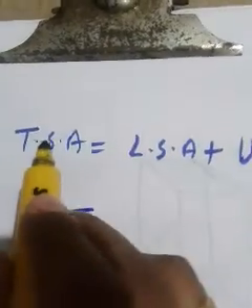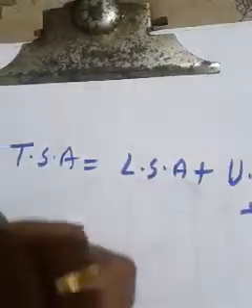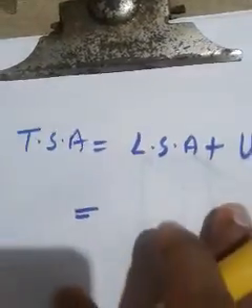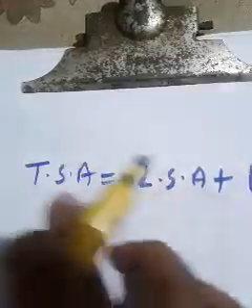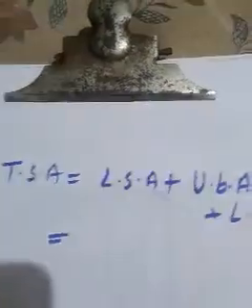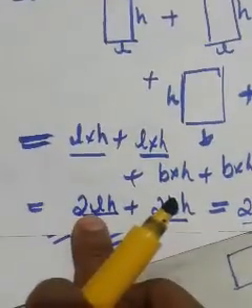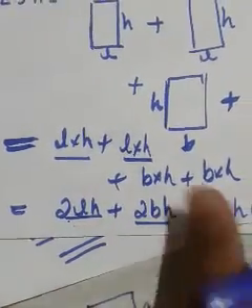Okay, but for total surface area and lateral surface area you can use this shortcut, because generally we are using this shortcut, but okay. So what is lateral surface area? Lateral surface area we already calculated, which is 2LH plus 2BH.